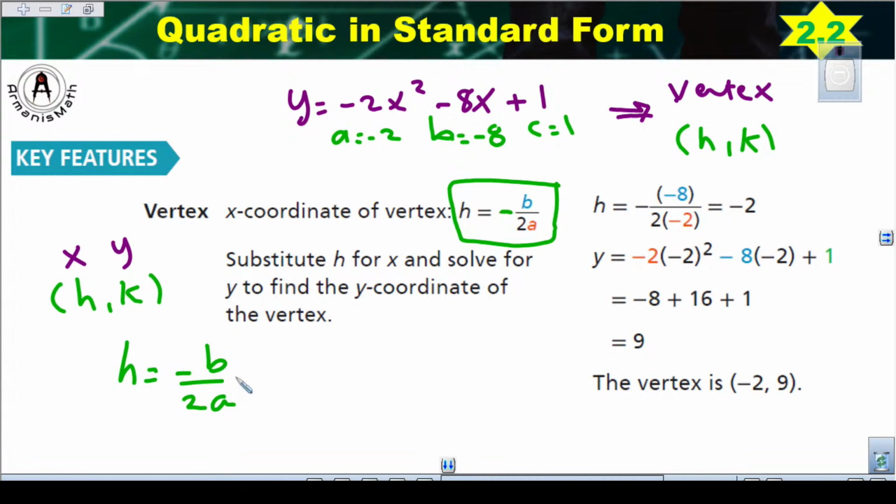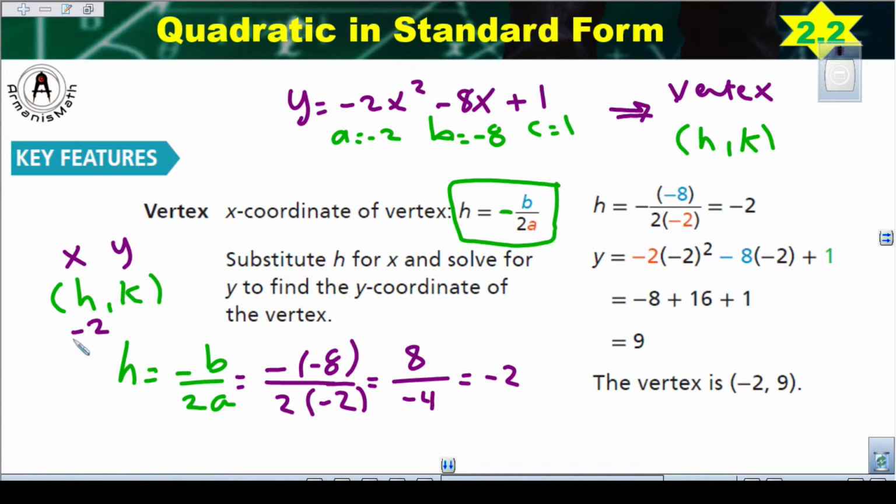Okay, so now let's do some math here. I need a negative and I need a b. Well, my b was negative already, so -8 divided by 2 times a. Well, what's my a? Your a is -2. Use parentheses, you guys. It's only going to help you. Negative of -8 is 8 divided by -4. That's going to give you -2. All right. So basically, your h is -2.